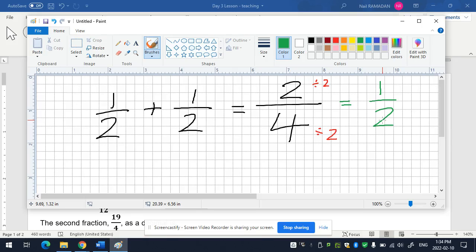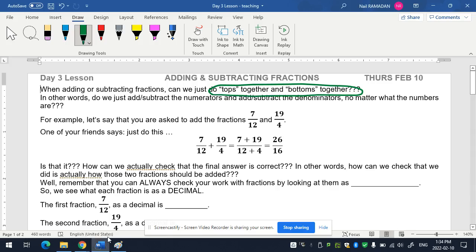Okay, there's got to be another way. And today we learned that other way. But let's actually finish the example in your notes right here. In other words, do we just add or subtract the numerators? What's the numerator? It's the top part. Denominator is the bottom part. You need to know those two terms. Numerator is the top part of a fraction like 7 or like 19, and denominator is the bottom part, 12 or 4.